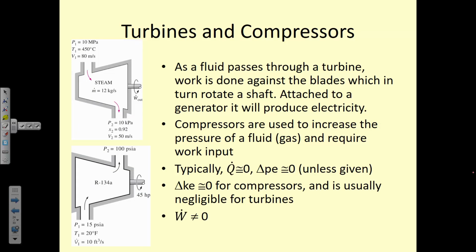Turbines and compressors. Turbines are work-producing devices, so the idea is to remove some of the energy of the fluid as it passes through the turbine blades and use it to turn a generator and create electricity. Compressors are used to increase the pressure of a fluid, ideally a gas, and they require a work input. So they're similar in operation, but they have entirely different purposes. Sometimes the heat transfer is negligible, not necessarily. Usually kinetic and potential energies are negligible, and we ignore those too. But we always have to take into account the work interactions because they're work producing and work consuming devices.